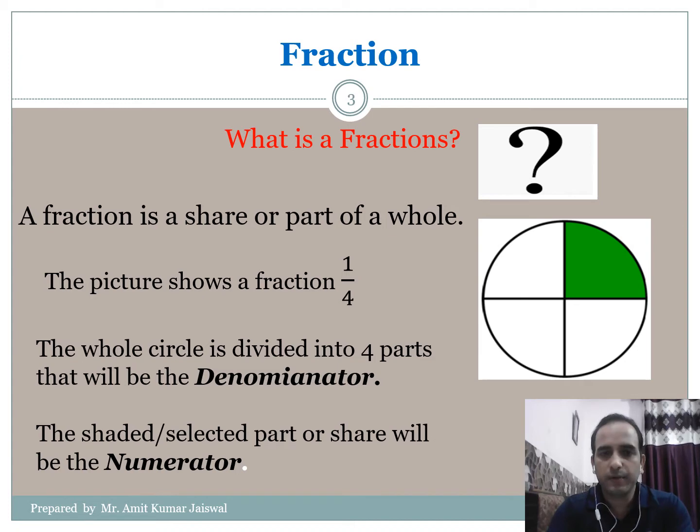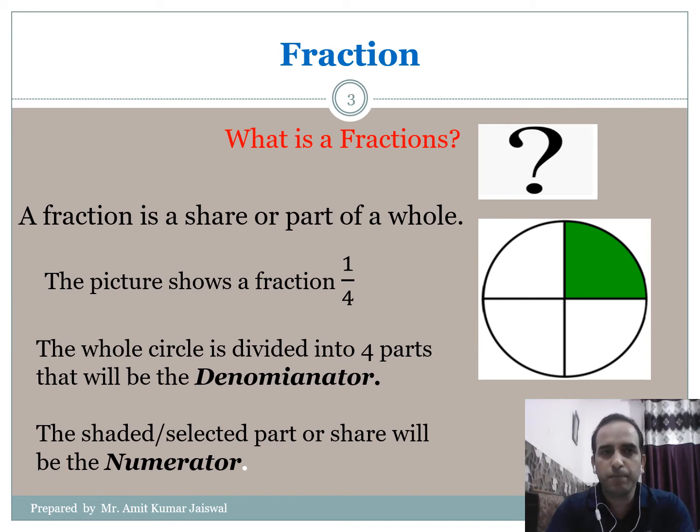The part or fraction of the circle that is shaded is 1 upon 4, where the selected part or shaded part is called the numerator and the total number of divisions in which the entire whole is taken, that is the denominator. So the entire circle is divided in four equal parts. So here we have the 4 as the denominator and 1 as the numerator. So this is what basically we understand by fraction, a share or a part.